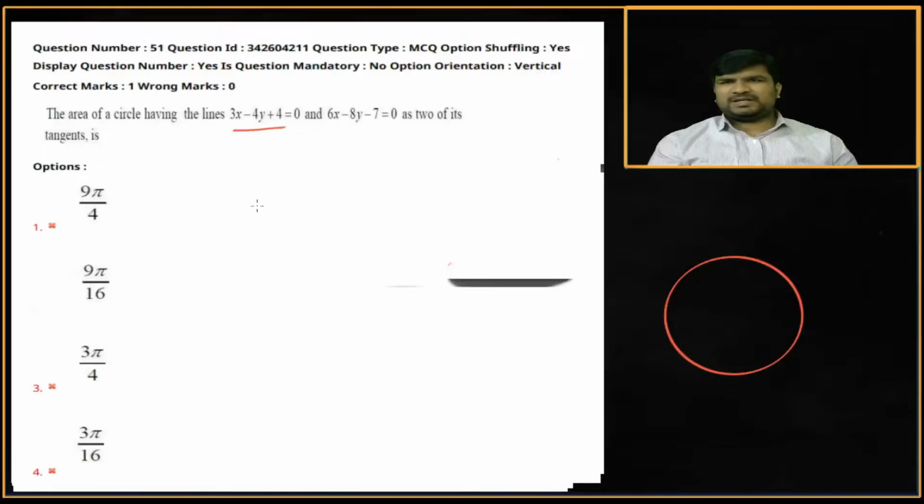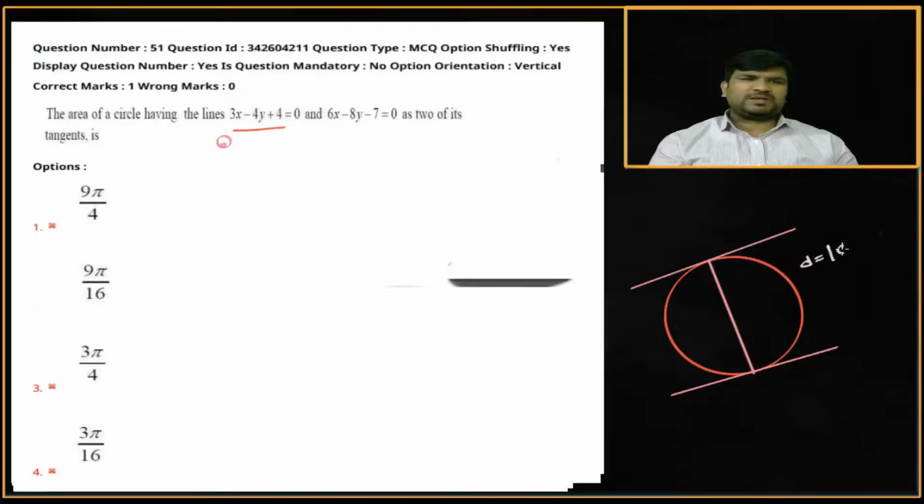The lines are 3x minus 4y plus 4 and 6x minus 8y. If you multiply the first equation by 2, it also becomes 6x minus 8y, which means the two given lines are parallel to each other. So these are parallel tangents, and the distance between parallel tangents is our diameter. The distance between parallel lines is given by the formula mod C1 minus C2 by root over a square plus b square.